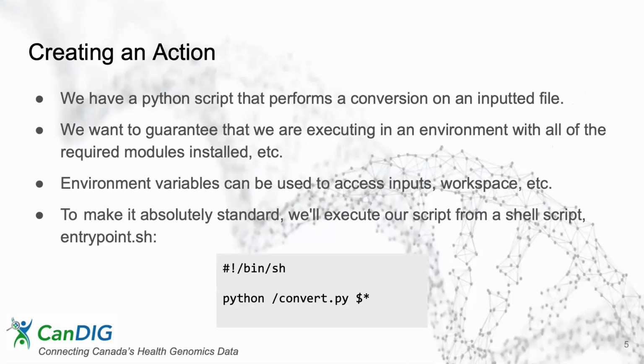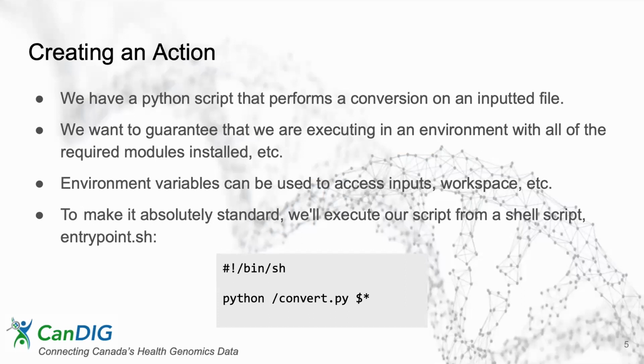So in this example, it's very, very simple. We're going to have a Python script that just performs a conversion on an inputted file. Basically, we have some convert.py script that takes an argument for an input file and then converts it to a different kind of file.